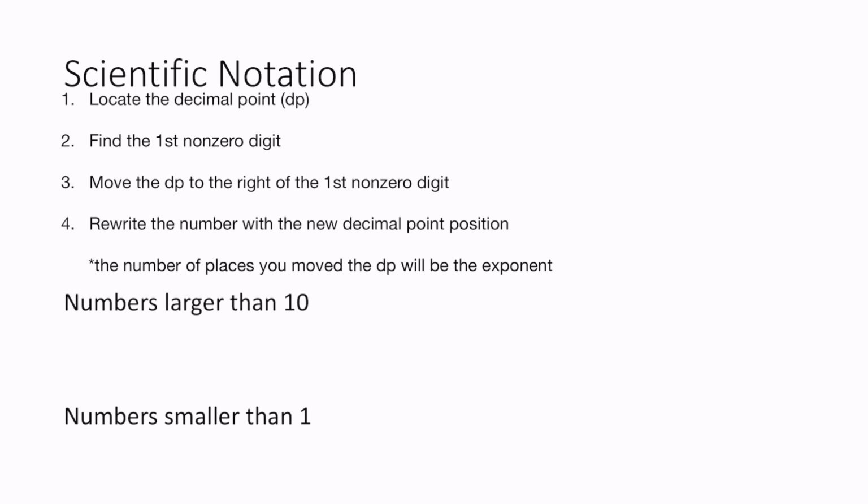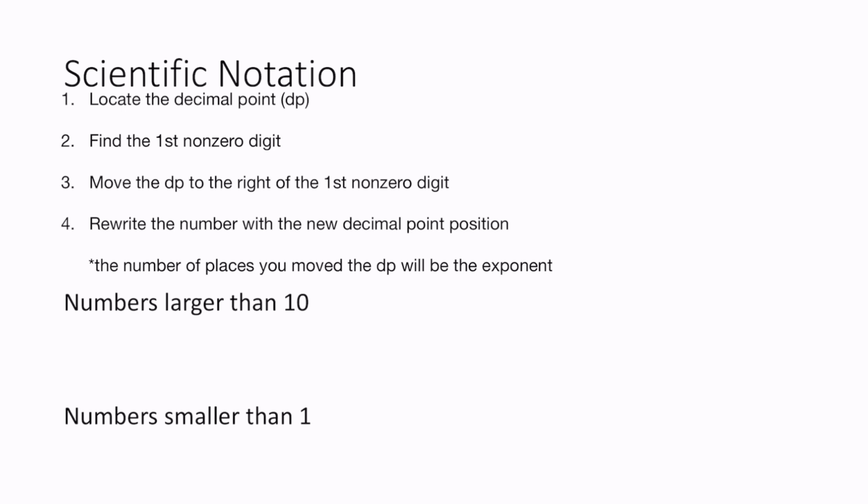In this video, we are going to talk about scientific notation. Now, scientific notation is a method of conveniently expressing really big numbers or really small numbers. So the first thing you're going to want to do is locate the decimal point. If there is no written decimal point, then you can write one at the end of the number.